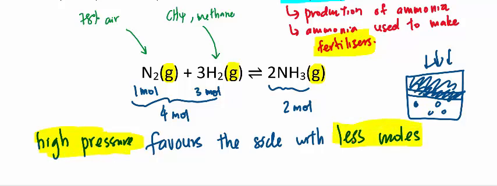So when you put high pressure, will it favor forward or favor backward? Now I put high pressure. Here got 4, here got 2. It will favor the side with less moles. So who got less? Forward. Okay, so, better word, more yield or less yield?